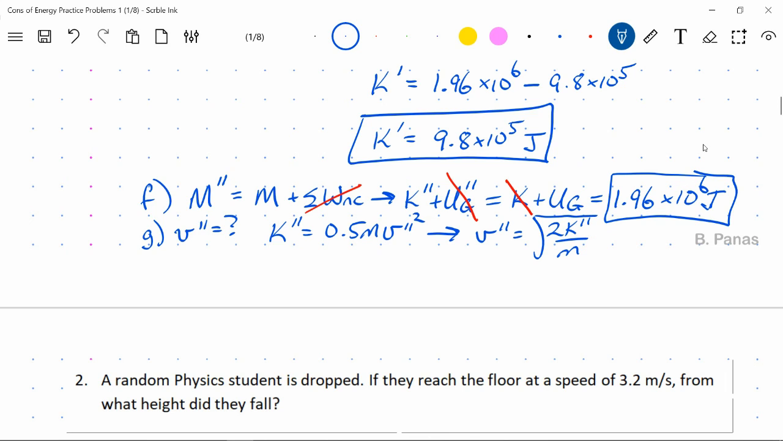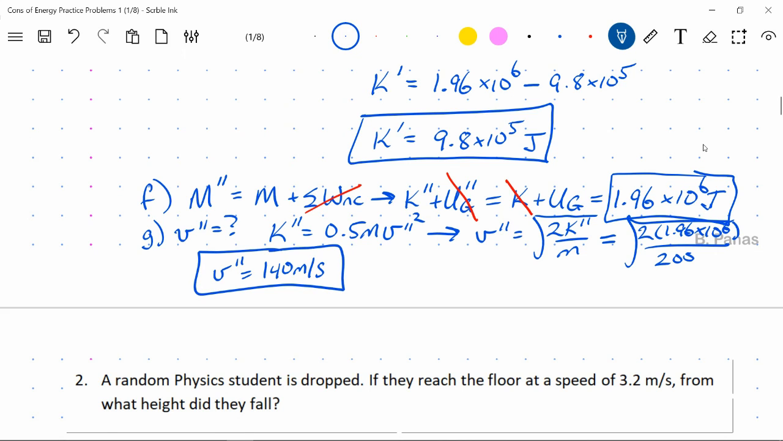So this is equal to the square root of twice the 1.96 times 10 to the 6 over the mass, which I think was 200 kilograms. So let me calculate that. Square root of the following, 2 times 1.96 times 10 to the 6, divided by 200, close the square root, 140. V double prime is 140 meters per second. And that's it for number 1.